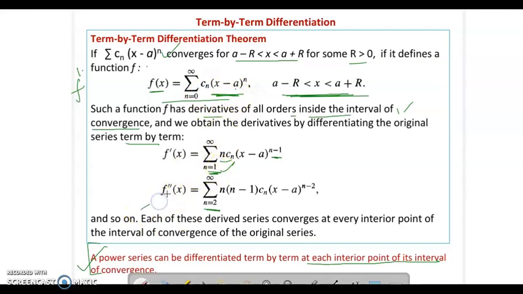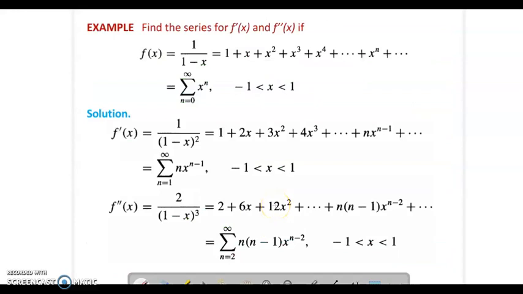A very important point here is, we can obviously differentiate term by term, but each of these derived series converges at every interior point of the interval of convergence. You have differentiated, no problem, but the behavior is not changing. If the original series was converging in the interior of this interval, then the derived series, the first derivative, second derivative, or any order derivative, also converges at every interior point of the interval of convergence, right? So let's see an example.